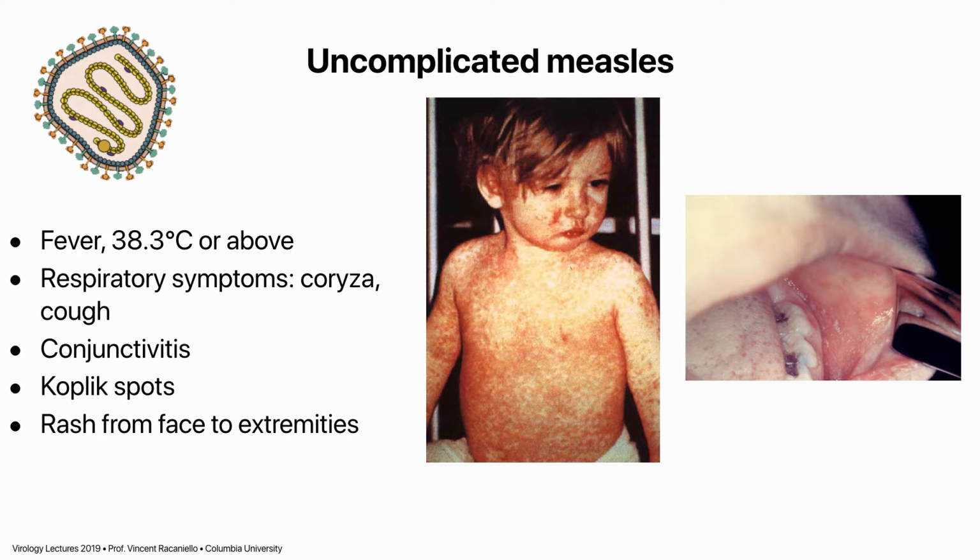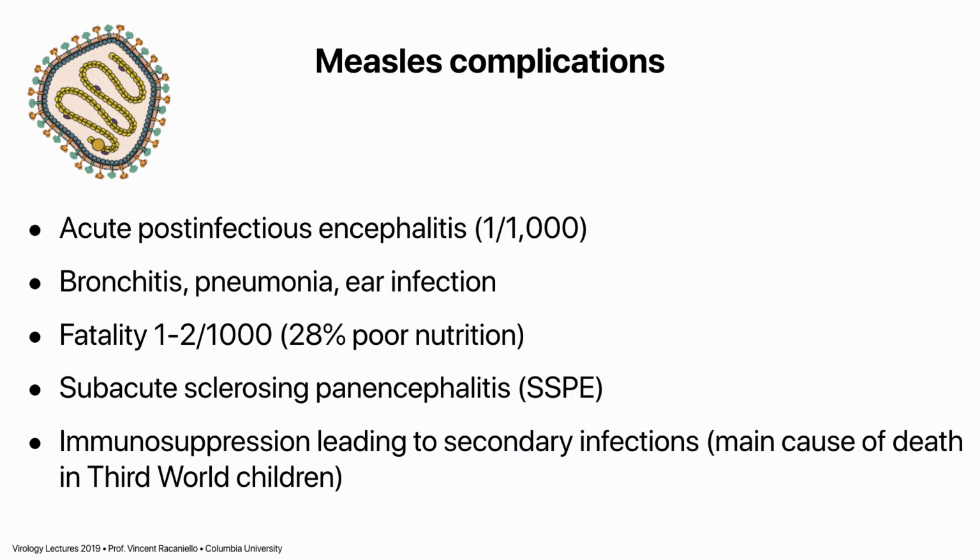Here are some of the symptoms of uncomplicated measles: high fever, runny nose and cough, conjunctivitis. Koplik spots are little white spots in the mouth of someone who has measles. These are actually syncytia. If you took a little scraping of these and looked at it under the microscope, you would see giant fused cells. And in the days of measles, you could actually say, oh, this kid has Koplik spots, he or she has measles. Rash from face to the extremities.